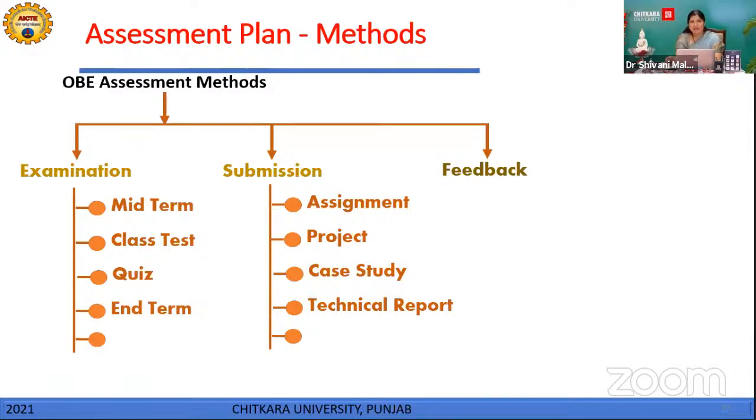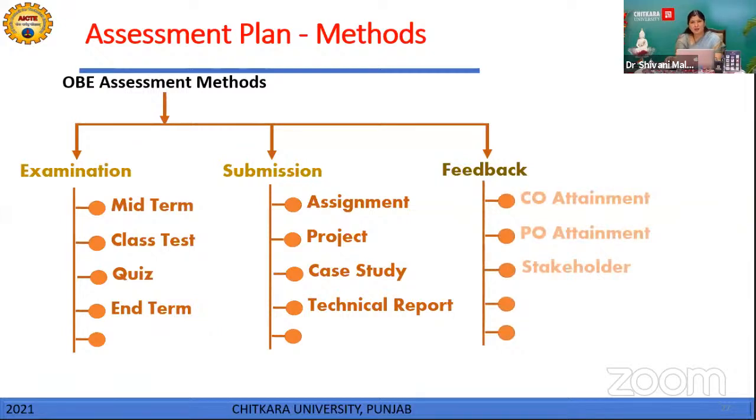technical reports. And in the indirect method of assessment, what we use is the feedback about the CO attainment, the PO attainment, and the feedback from the stakeholders to further improve this entire process. So these are the assessment tools used in OBE assessment methods, both in the direct method of assessment and the indirect method of assessment.